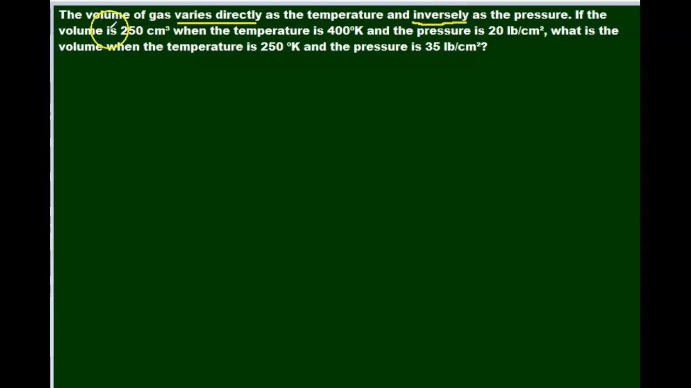If the volume is 250 cubic centimeters when the temperature is 400 kelvins and the pressure is 20 pounds per square centimeter, what is the volume when the temperature is 250 degrees Kelvin and the pressure is 35 pounds per square centimeter?